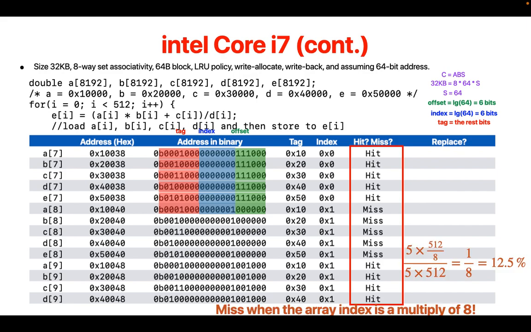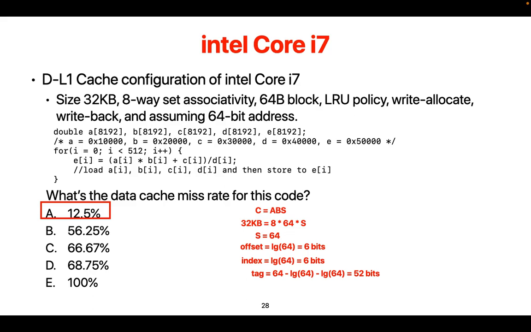All right? So here, the miss would occur when the array index is a multiple of 8. So the total cache miss rate would be 12.5%. Okay, so it's significantly reduced from 100% to 12.5% if you are able to build an 8-way associativity cache on your processor. However, building such a cache with high associativity is actually pretty difficult to build in terms of the hardware.